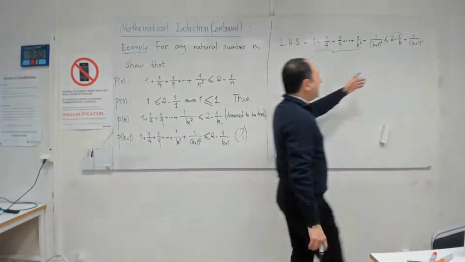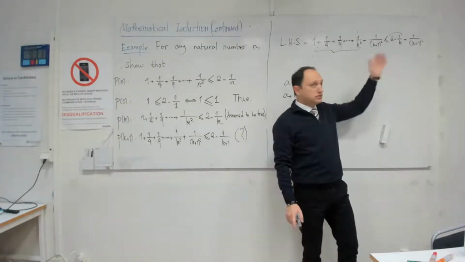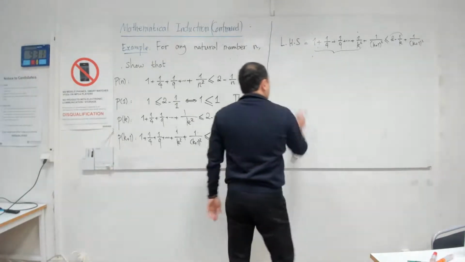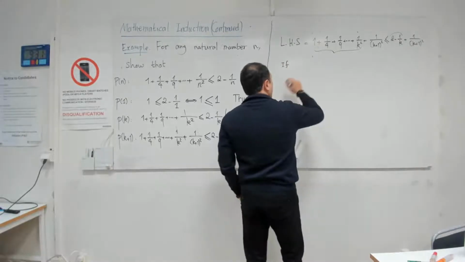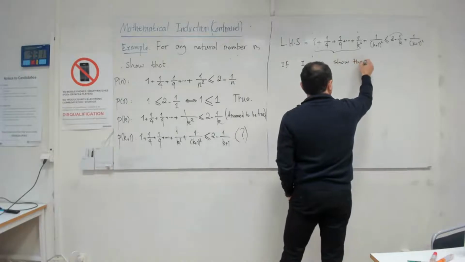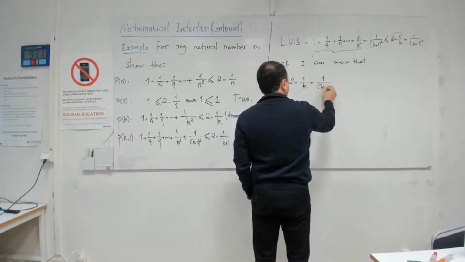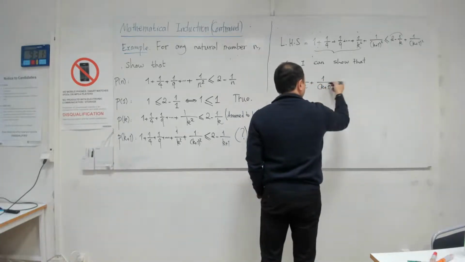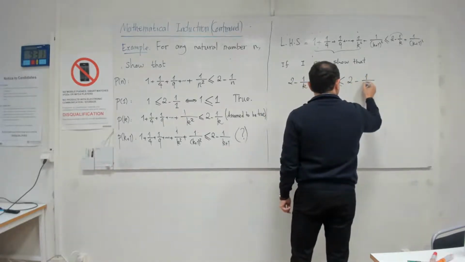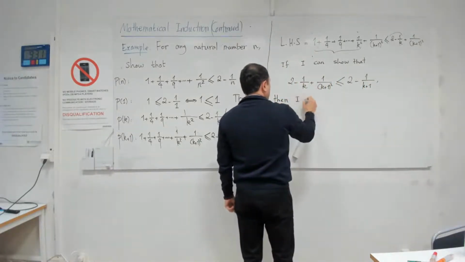Unless I do some algebra and coincidentally this exactly becomes equal to this, which in this case it does not. Or I should prove something else. If I can show that 2 - 1/k + 1/(k+1)^2 is itself less than or equal to what I want to show, then I am done. Then we are done. Then I am done, yes?